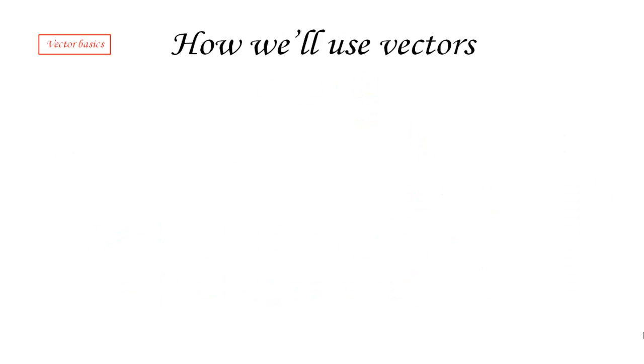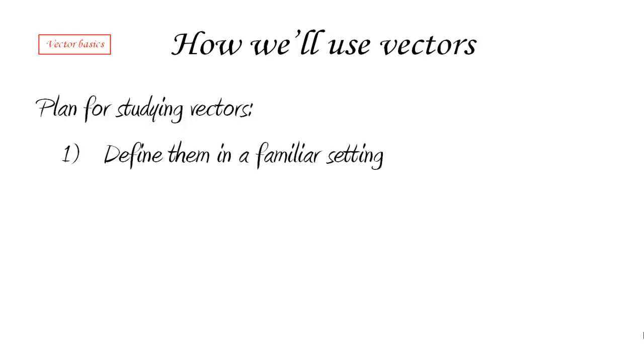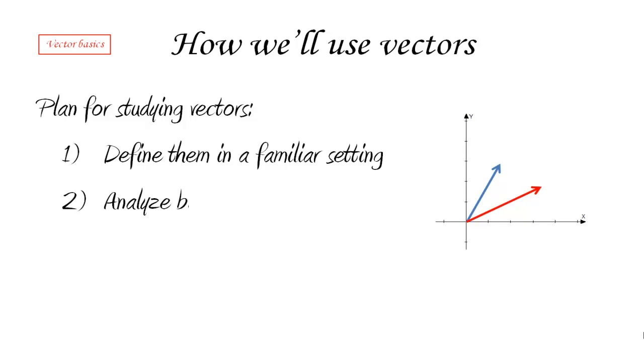So how are we going to use vectors in the course? I mean, what are we going to do with them? Well, this is the plan for how we're going to be studying vectors. We're going to start by defining them in a familiar setting, just as we've done for 2D vectors. Of course, 2D vectors are just the very beginning. We're going to extend this idea of vectors to other kinds of vectors, but we're going to start in a familiar setting like this one. And then we're going to develop some basic useful properties.